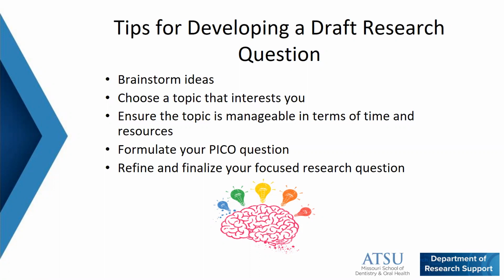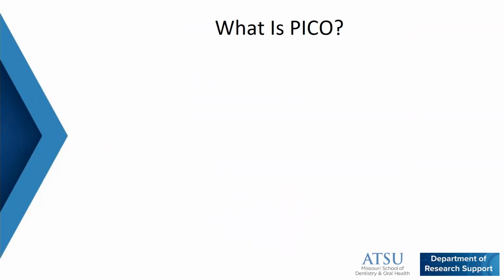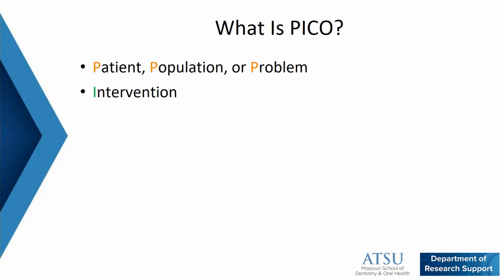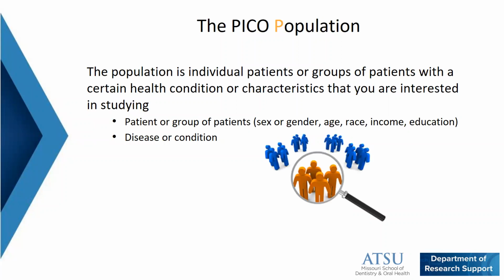Okay? Now, it's time to understand what PICO is. PICO is an acronym where P stands for patient, population, or problem. I stands for the intervention. C stands for the comparison or the control group, and O stands for the outcome variable. Okay, now let's see each component in detail.